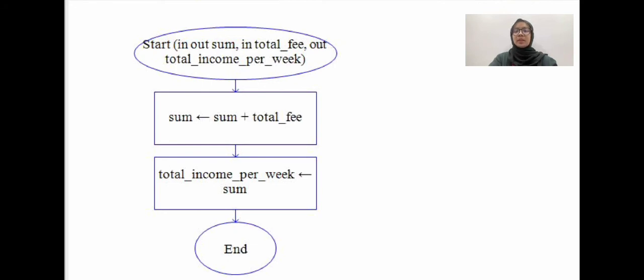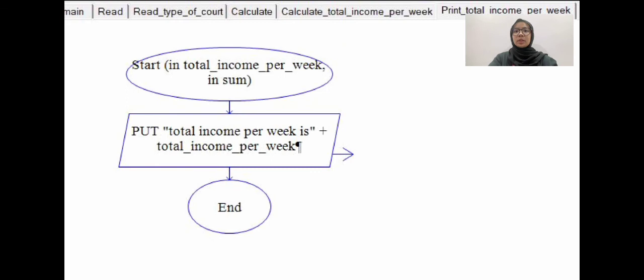And then finally, we only want to print the total income per week for our reference to make it easier for us to calculate our total income. So we put the total income per week and sum as input because we already have the data in the main module. And finally, print total income per week is plus total income per week. And this is the end of our flowchart with module. Thank you.